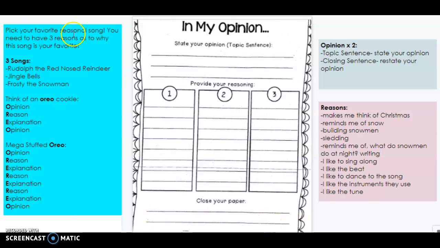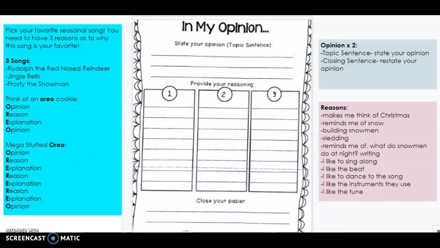So I have that over here. You can see that here. It talks about the Oreo and the mega stuffed Oreo. So whichever song you pick, you need to make sure that you have 3 reasons. Over here, it says opinion times 2. The O in the beginning of the Oreo means opinion, and the O at the end of the Oreo means opinion. That's because you need to state your opinion with your topic sentence and in your closing sentence. So topic sentence, state your opinion; closing sentence, restate your opinion. It's like the same sentence, but you rearrange it and you don't write the exact same one, but it's saying the same opinion.